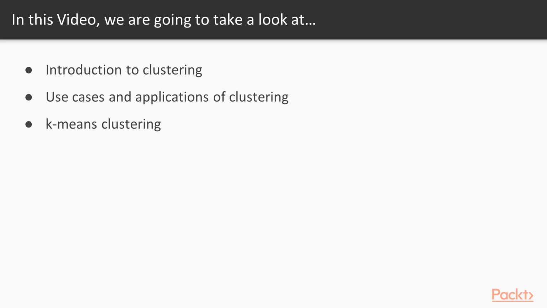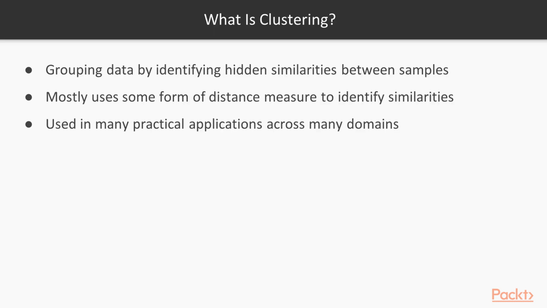Specifically, we are going to introduce ourselves to clustering, what clustering is. We are going to look at some use cases and applications of clustering. And we are also going to describe k-means clustering, which is one of the popular algorithms of clustering. The basic idea behind clustering is to group data by identifying hidden similarities between samples in a dataset. Clustering techniques mostly use some form of distance measure to identify those similarities between samples. It is used in many real-world practical applications, and across many domains.